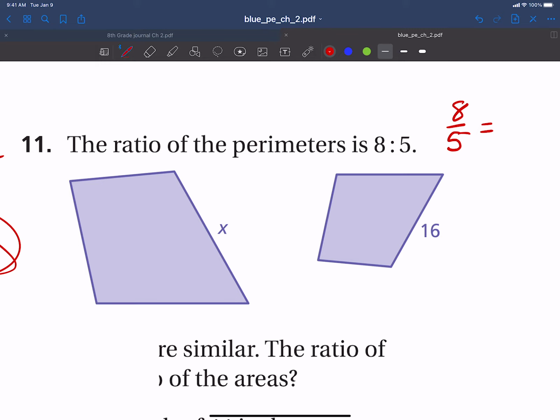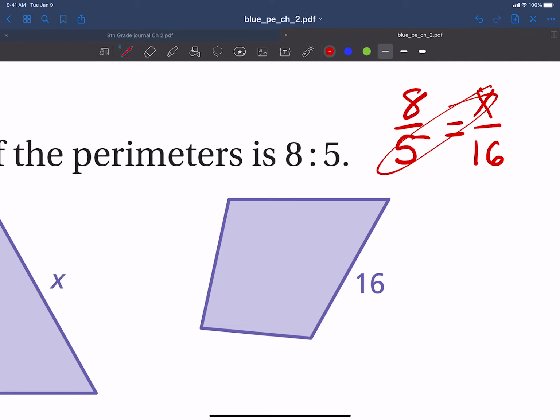8 to 5 is 16 over x to 6. Why does x come first? Because x is on the big shape, and it's big to little. Yes. I'm seeing that it's big shape to little shape, so I also want to keep my next proportion big shape to little shape, right? Now, how do I solve for x? 5 times x is? 8 times 16 is?